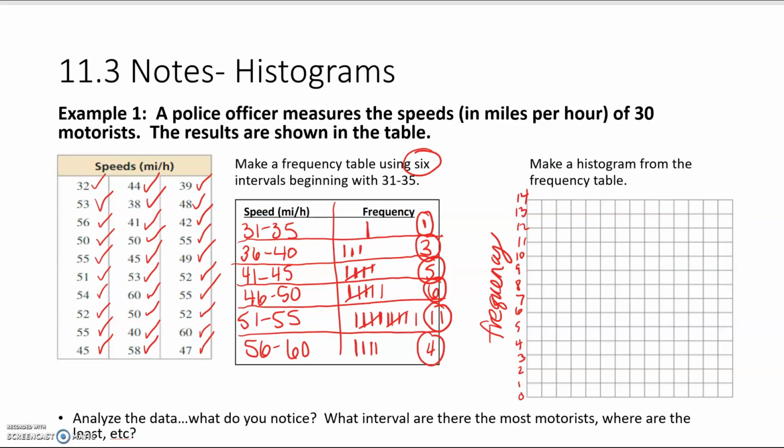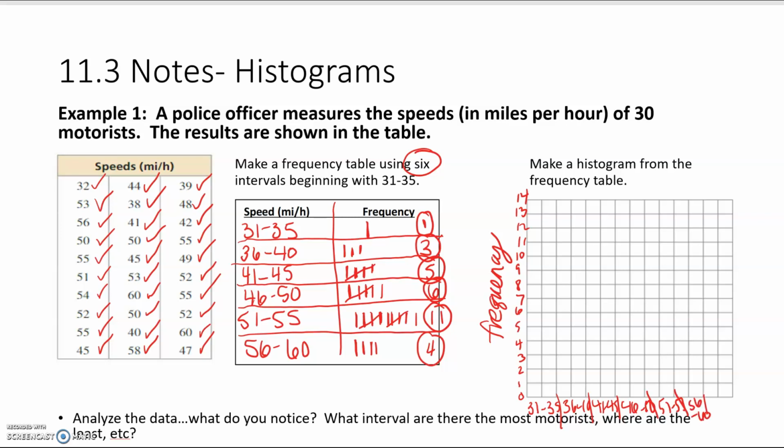And then across the bottom, we're going to put our intervals. I'm just going to make the bars 2 blocks wide so that you can see them. My first interval is going to go from 31 to 35. And then my next interval is going to go 36 to 40. And then my next one, 41 to 45, 46 to 50. And then we have 51 to 55 and 56 to 60.